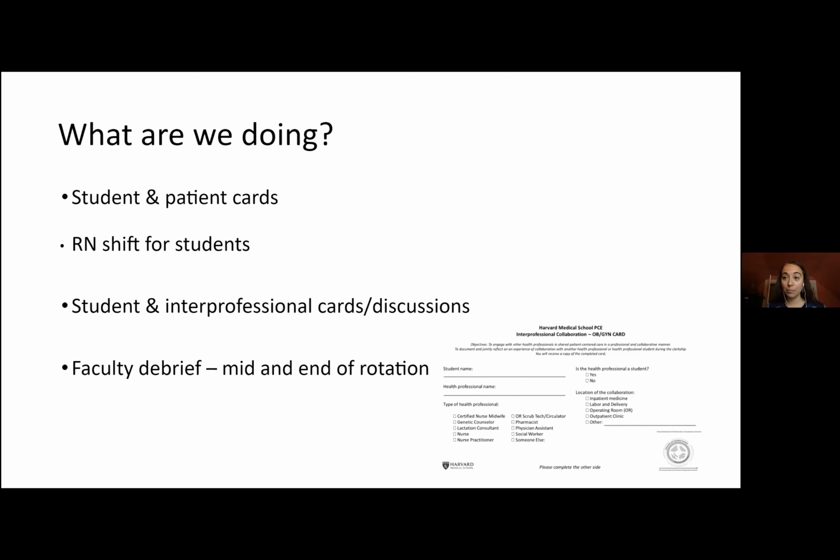And then at either mid or end of rotation for OB-GYN, our faculty, our clerkship directors, assistant directors will actually review with the student those experiences and delve a little more into what it means to be part of an interprofessional team, so that the students are thinking about that as they're moving forward into their final clinical years and then eventually into residency and practice. So really trying to build steps and build ways for students to understand interprofessional care early on and then continue to develop it over the course of their medical school training.